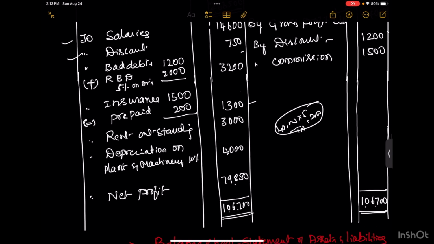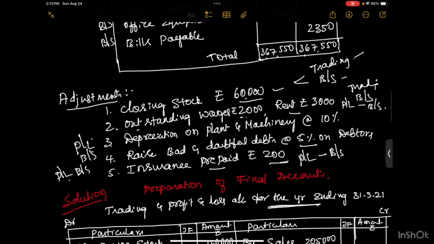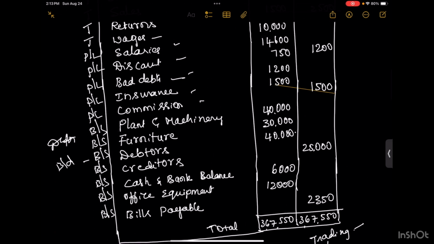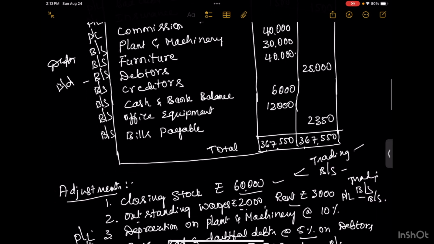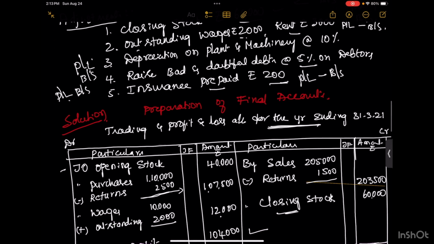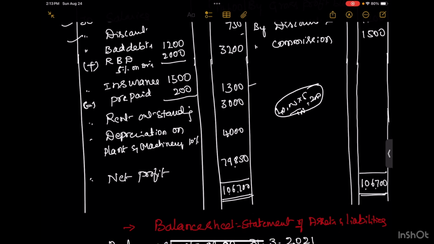And rent outstanding, they are given in the adjustment. Usually there will be some amount of rent in the trial balance, but here in the trial balance there is no rent. That means till now the rent is not paid. The complete amount is taken as outstanding, which belongs to this particular period, so we have to consider that rent. So rent is to be considered and recorded here. It's taken here. Okay, so rent of 3,000 is taken, and then we have depreciation.